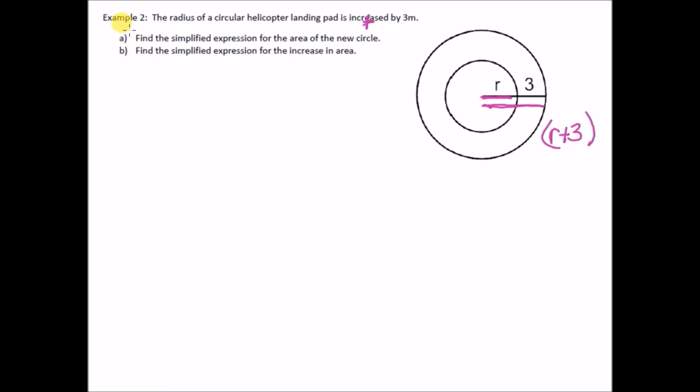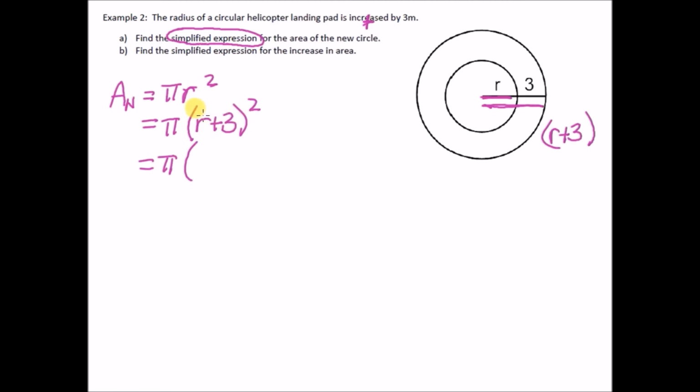Okay, so first, find me a simplified expression for the area of the new circle. So area n is going to just be new circle. We're dealing with pi r squared. So the area of the new circle is pi times (r plus 3) squared, right? Because we're subbing in the r plus 3. Because it asks for simplified, we want to expand and collect like terms.